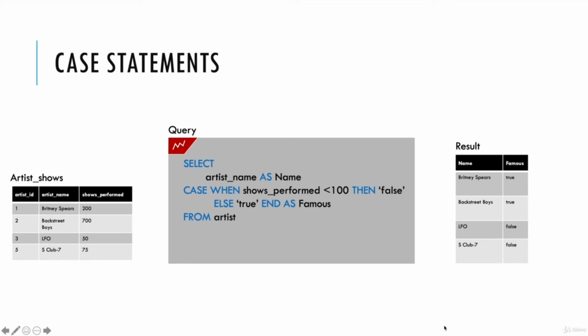So if shows is less than 100, then the value becomes the word false. Otherwise, the value becomes the word true. And then we need to end it with the keyword end, and we can alias it as famous. So this is a great way to perform some if-else statement. You can have multiple. So you could say when shows less than 100 and greater than 10, then kind of famous. You could have multiple when statements. You can have only one else statement though. So you can have multiple when statements for different scenarios, and the else will basically be the catch-all.